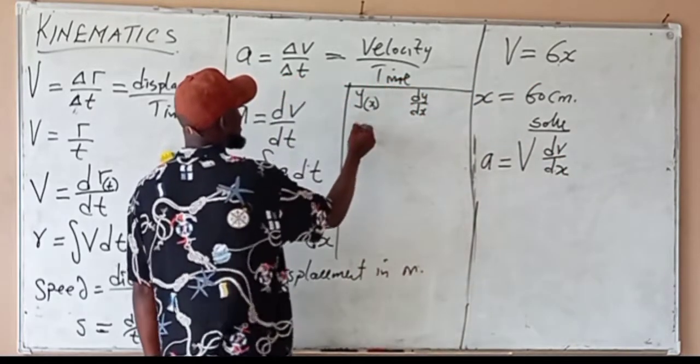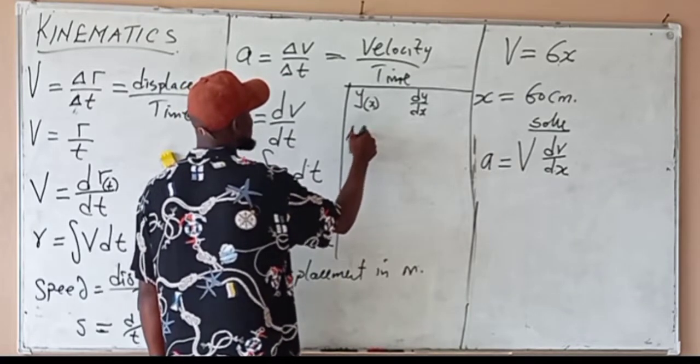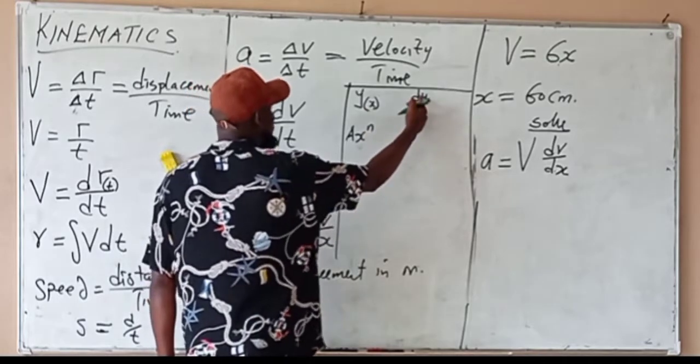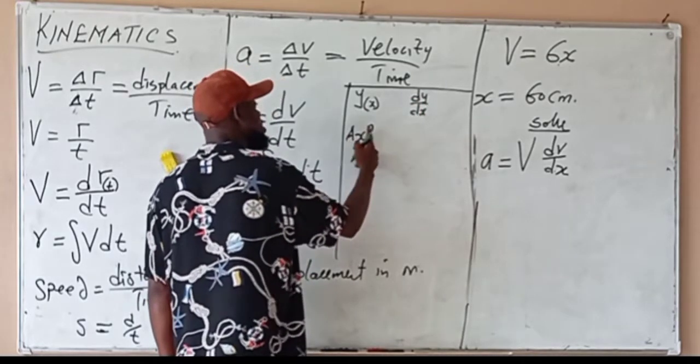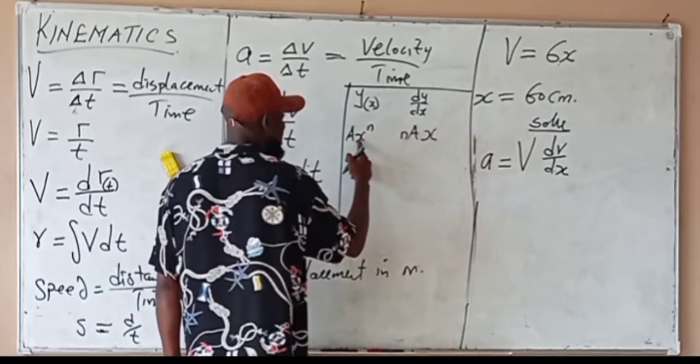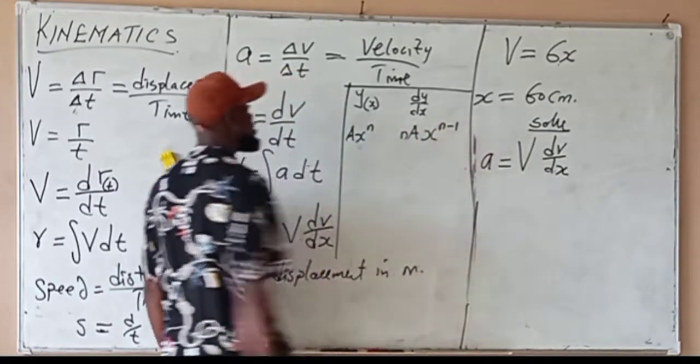If y is equal to ax raised to power n, dy over dx will be n times a. Use this power to multiply the coefficient, which is n times a. Then you rewrite the x again and remove 1 from the power. That will be the differential coefficient of that.